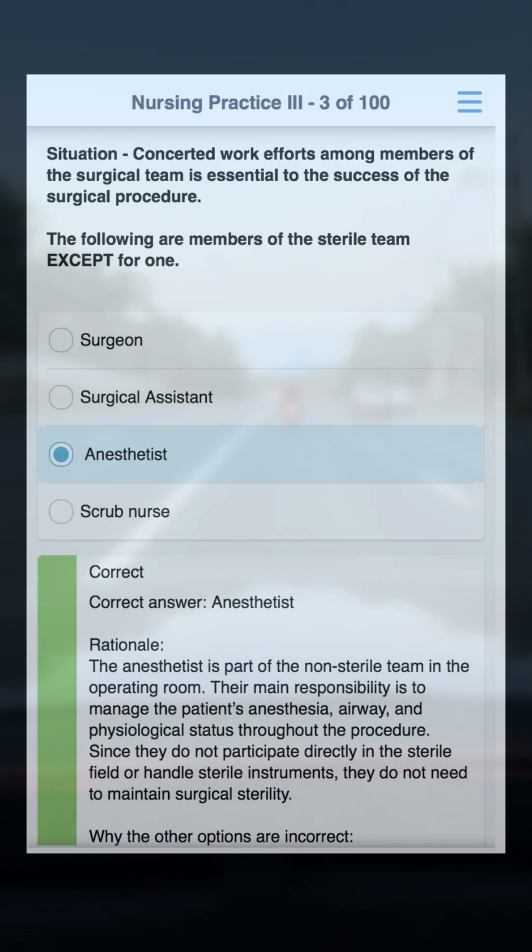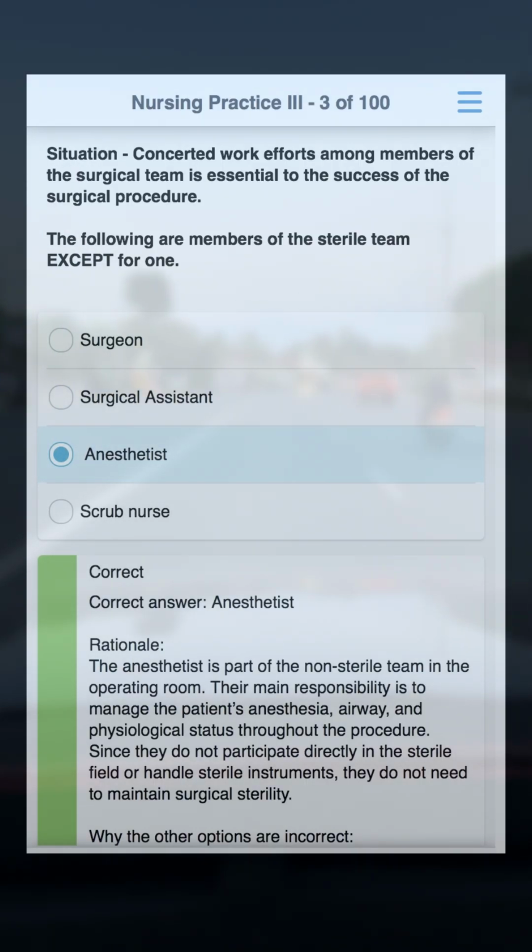Next is the scrub nurse. The scrub nurse is definitely a member of the sterile team. The scrub nurse prepares and manages the sterile instruments and supplies. During the procedure, the scrub nurse passes instruments to the surgeon and surgical assistant. The scrub nurse also helps maintain the integrity of the sterile field and must be continuously aware of sterile technique. So, surgeon, surgical assistant, and scrub nurse are members of the sterile team.